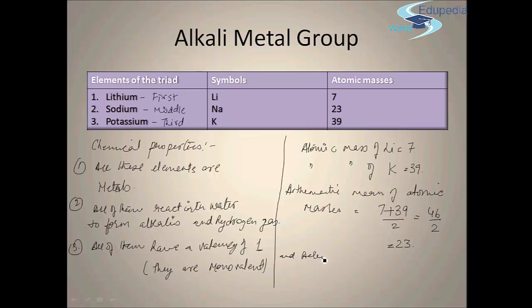And the actual atomic mass of sodium is also 23. So from this calculation, we find that the arithmetic mean of the atomic masses of lithium and potassium is 23, which is equal to the actual atomic mass of the middle element of the triad, which is sodium. Thus, the atomic mass of the middle element of the triad is equal to the arithmetic mean of the atomic masses of the first and third elements.